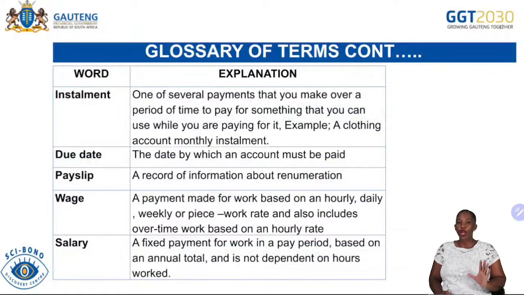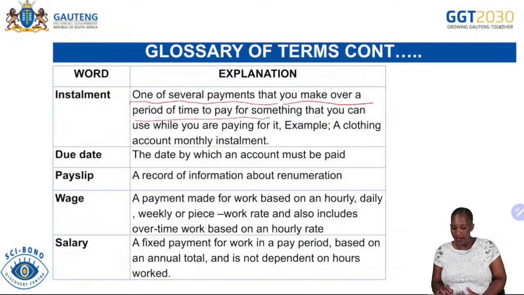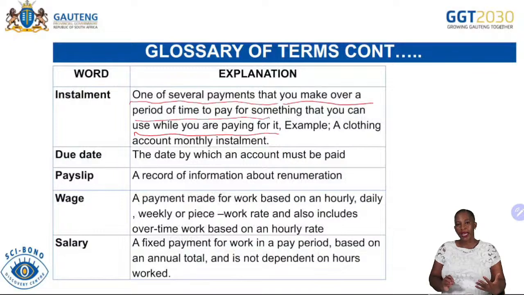We also have the term installment. What are we referring to when you talk about installment? An installment is one of the several payments that you make over a period of time to pay for something that you can use while paying for it. For example, on a clothing account, we pay a monthly installment. It means we took the goods from the store. We went to Edgars, we bought some items, we took the goods on our account, and then we have to pay back this money based on the amount due.